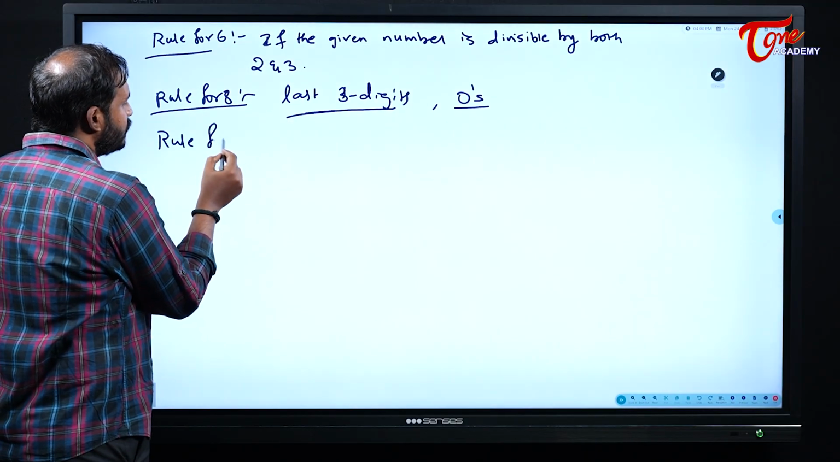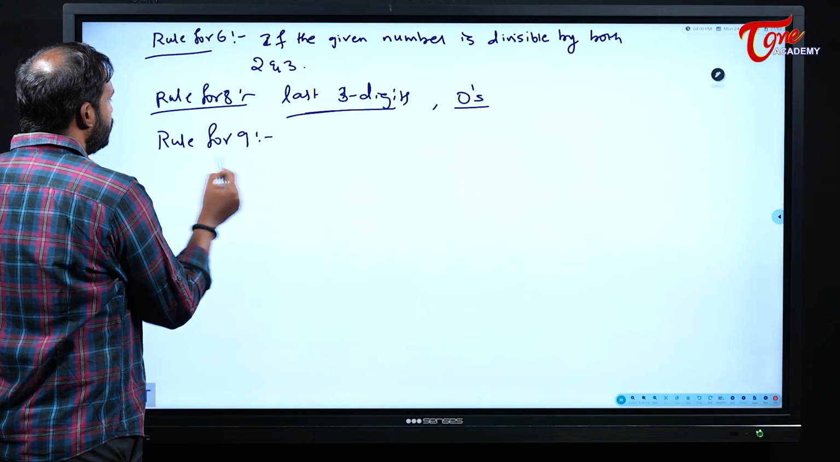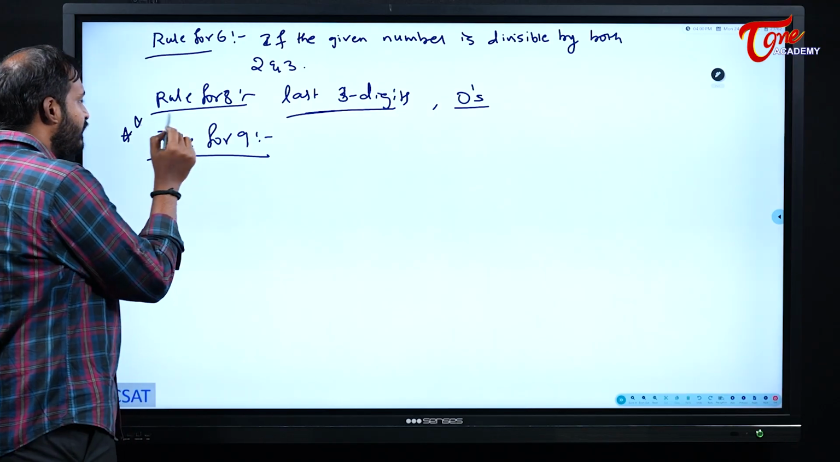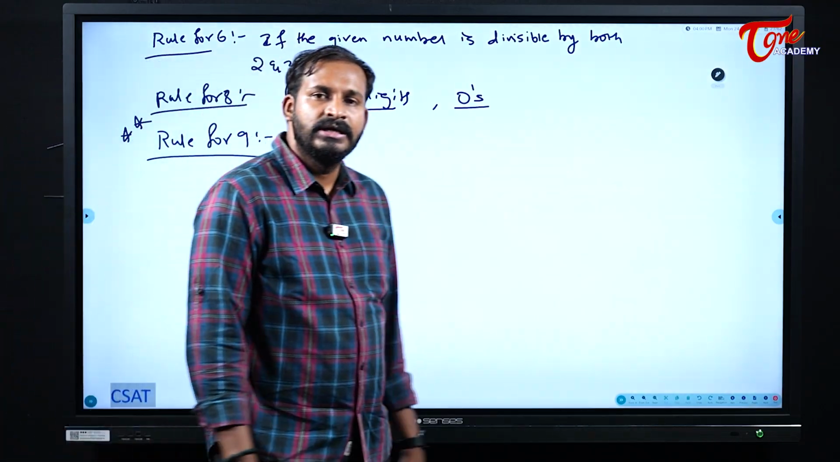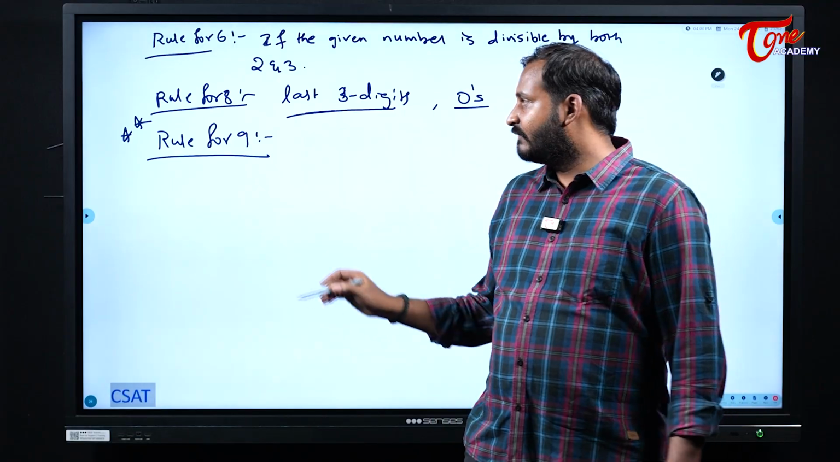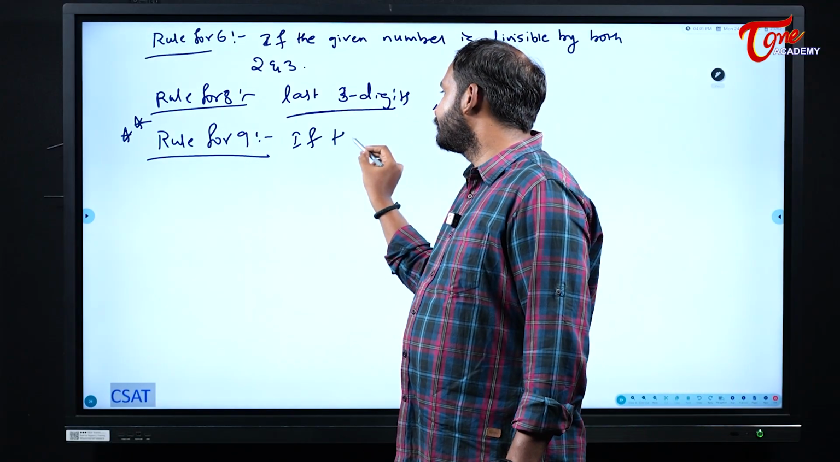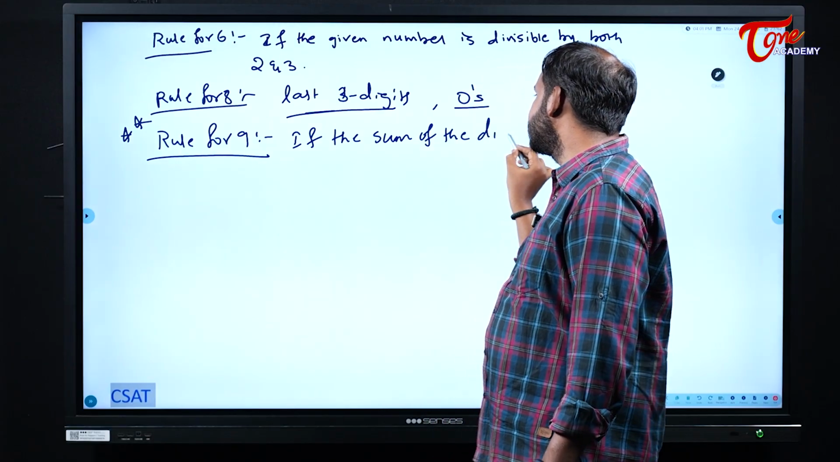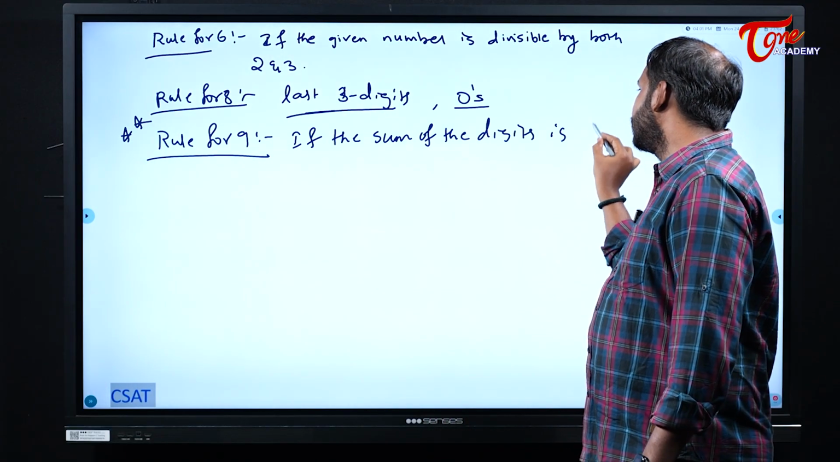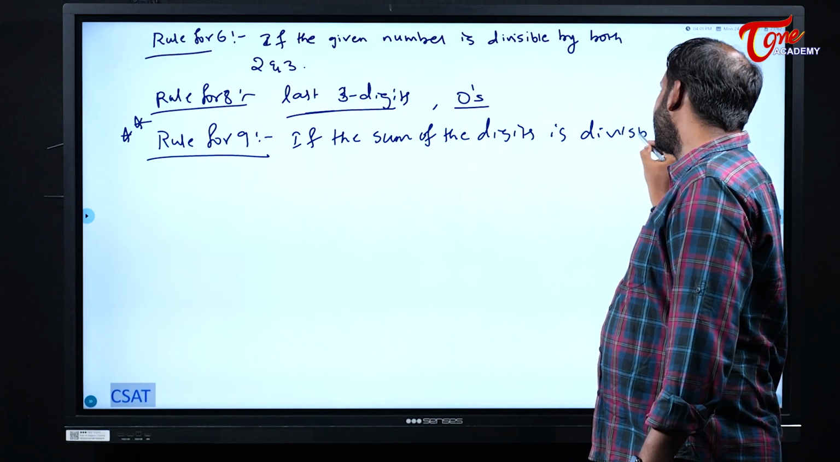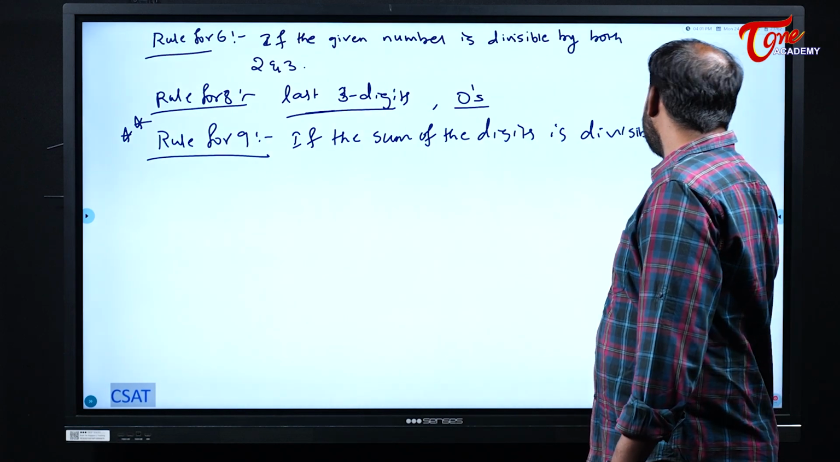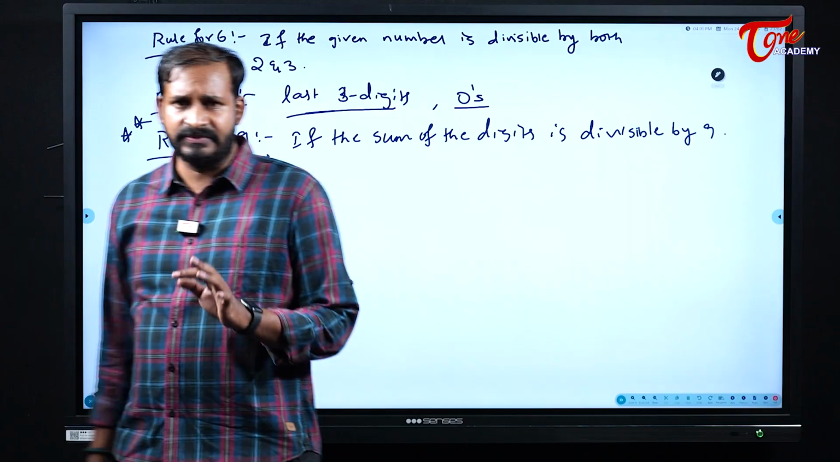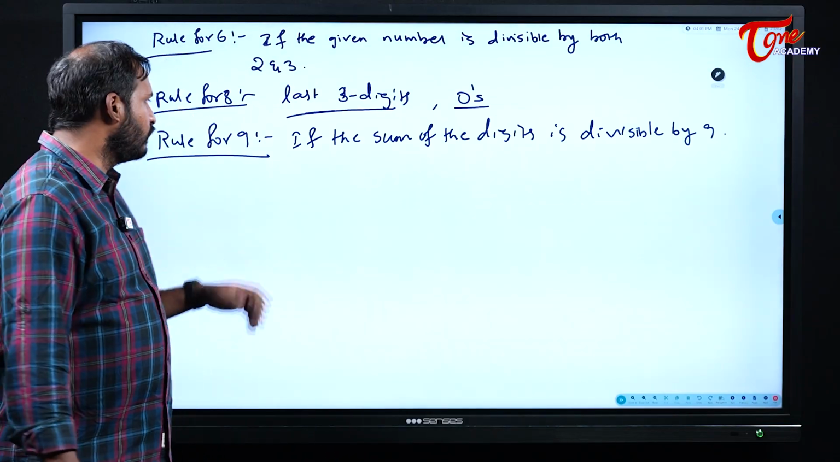Okay, next rule for 9. Rule for 9 is also very, very important for us. We will use this one also very frequently. Rule for 9 is very simple, similar to 3. If the sum of the digits is divisible by 9, then that number is divisible by 9, else it is not divisible by 9. That's it.